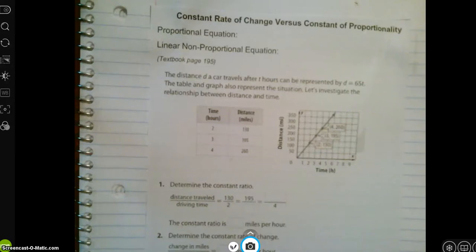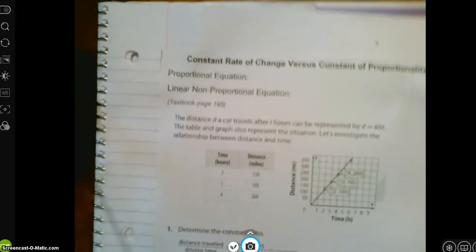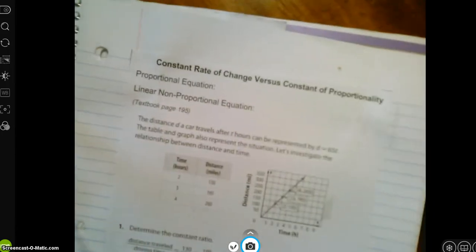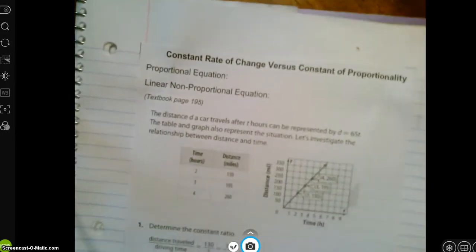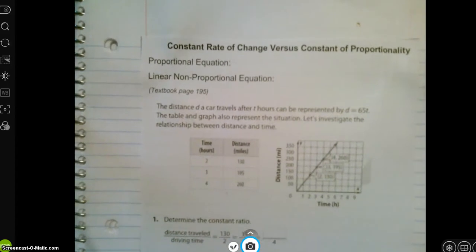Hey guys, we are going to continue working on constant rate of change and proportionality. So let's start with some stuff that we already know. And by the way, if you do not have journal notes, on page 195 you can find a lot of this information in the book. So you can either use your hard copy textbook or the online book.